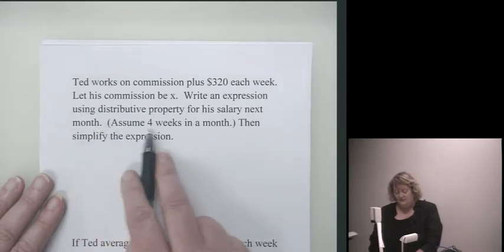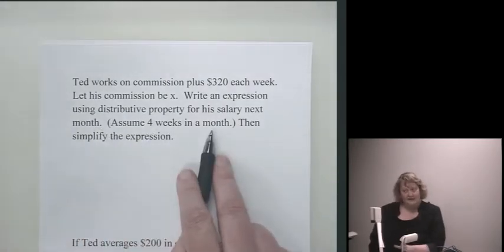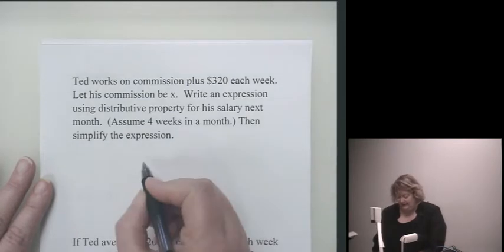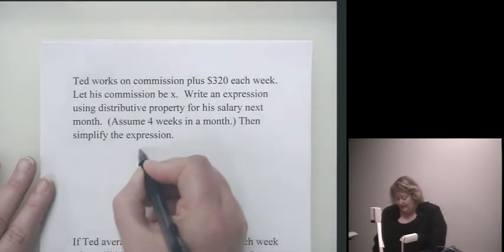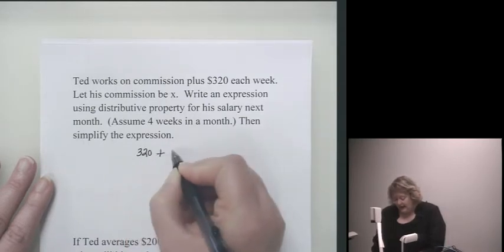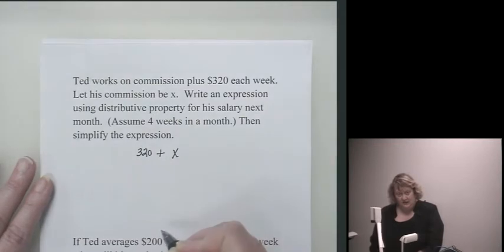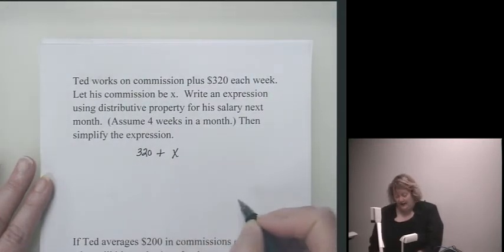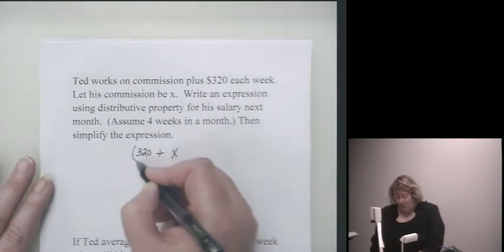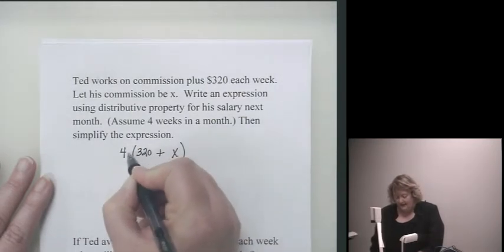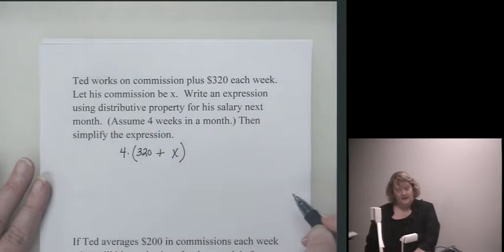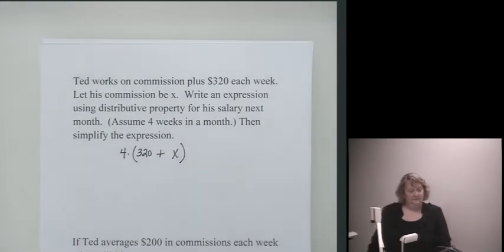And we'll assume that 4 weeks in a month. We won't do that little extra, but just 4 weeks in a month. And then we want to simplify that expression. Well, he gets $320 plus X dollars in commission each week. And he has 4 of those weeks. So we need to multiply that by 4. So that's the expression. Now, how do we simplify that?